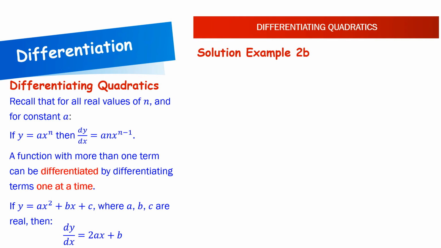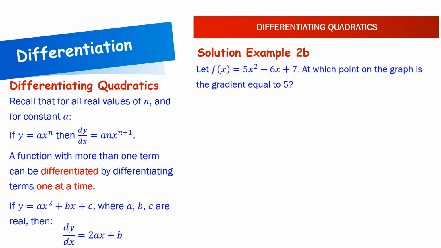Now let's solve example 2b. Let f of x equal 5x squared minus 6x plus 7. At which point on the graph is the gradient equal to 5? So let's solve this. Now if y equals our given quadratic, then dy/dx equals 10x minus 6. Here's our quadratic, and here's dy/dx. Now from our question, we know that the gradient is equal to 5.